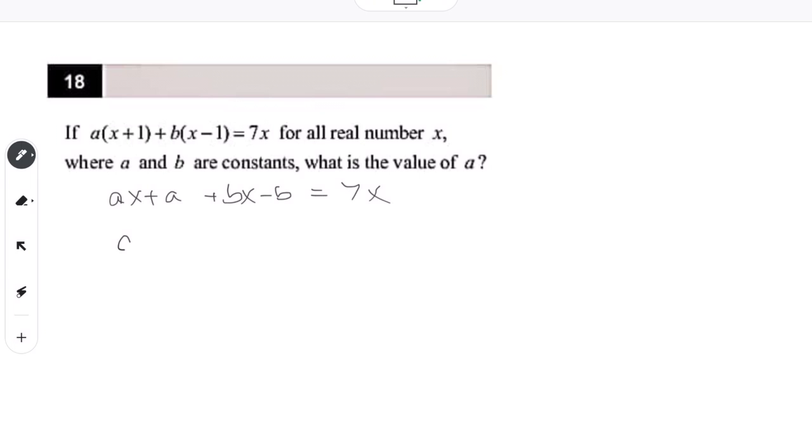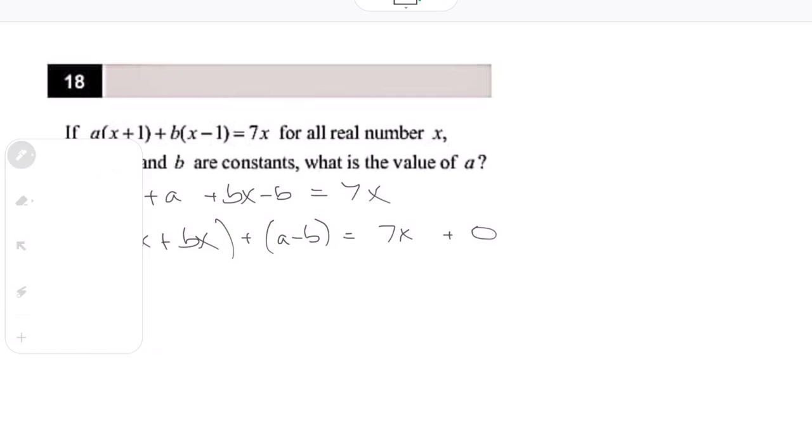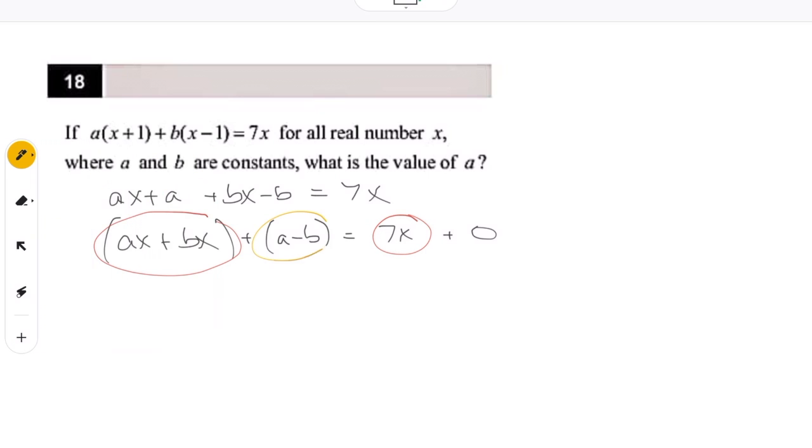Now let's try to match up the x's together and then the constants together. I'm just putting parentheses around these just so that it looks a little bit more clear, but it's not really necessary. Now, we know from our matching concept that all the x's go together and all the constants are equal to one another. Why? Because if this equation and these two expressions are equal to each other by this equal sign, therefore we also know that the individual values are also equal to one another.